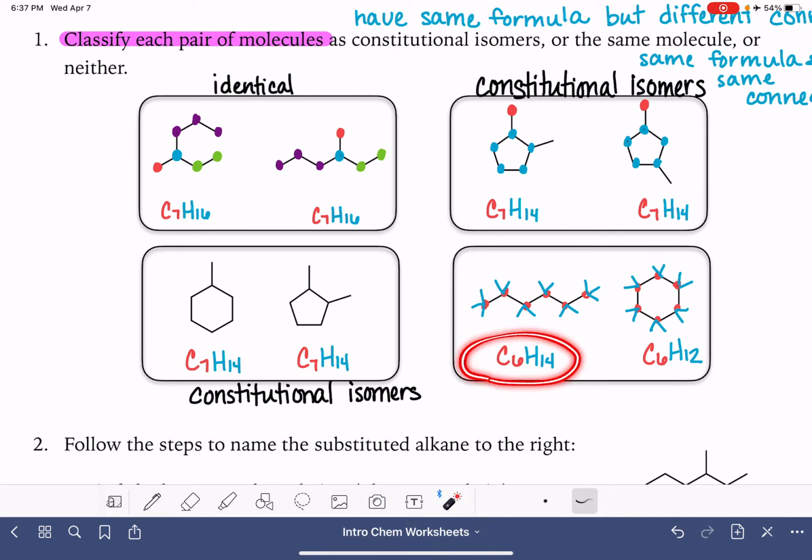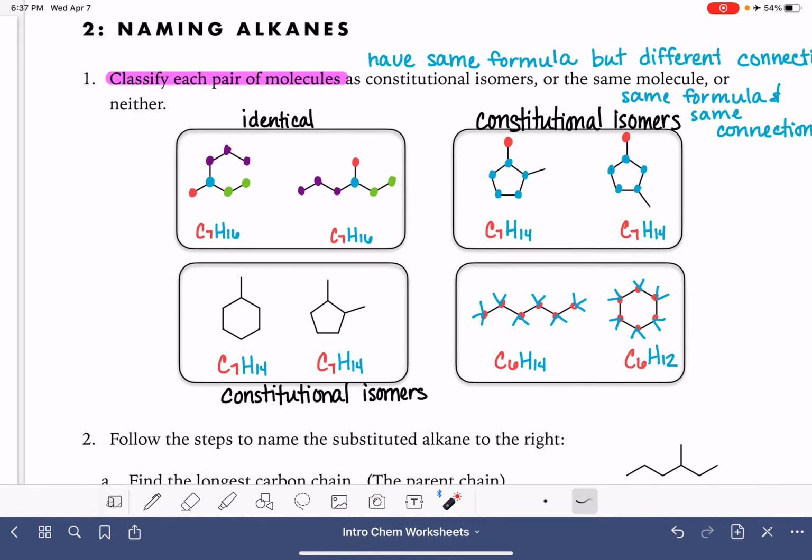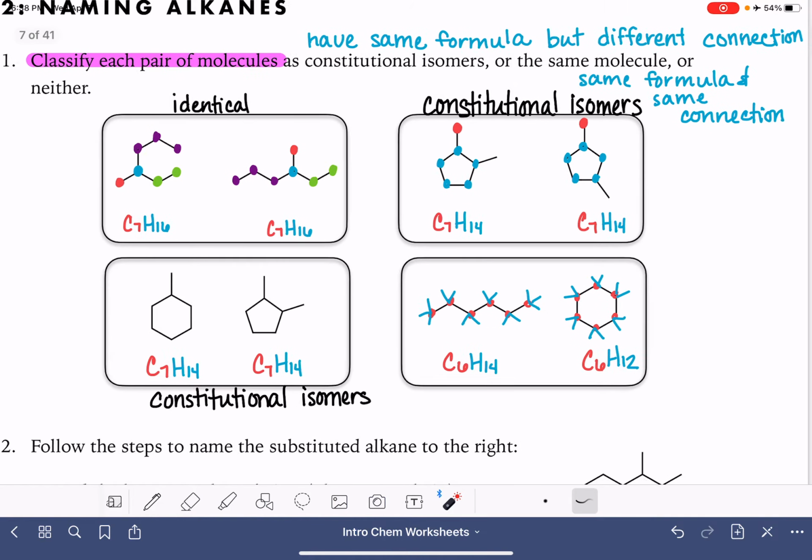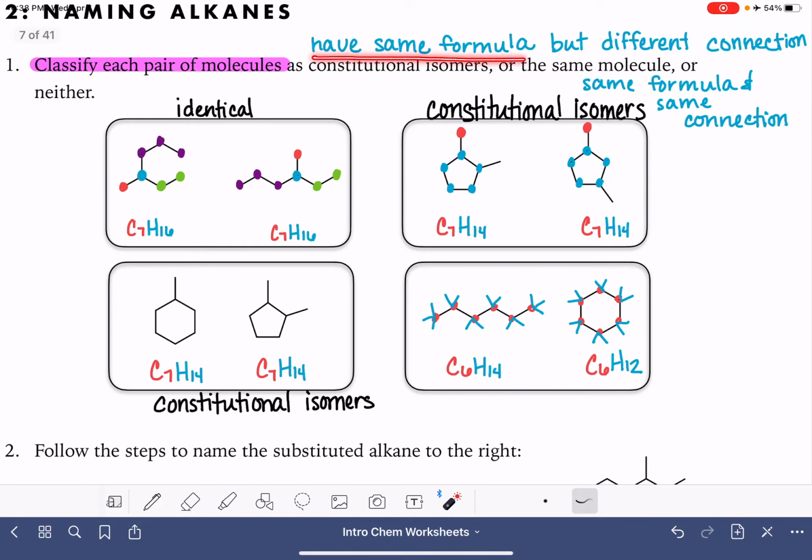So here we're looking at two molecules that have the same number of carbons, but they do not have the same number of hydrogens. They have different molecular formulas. If they have different molecular formulas, obviously they can't be the same molecule. And also, they can't be constitutional isomers, because one of the rules to be a constitutional isomer is that you have to have the same molecular formula. So the relationship here is neither constitutional isomers, nor is it identical molecules. These two molecules are just completely different from each other.